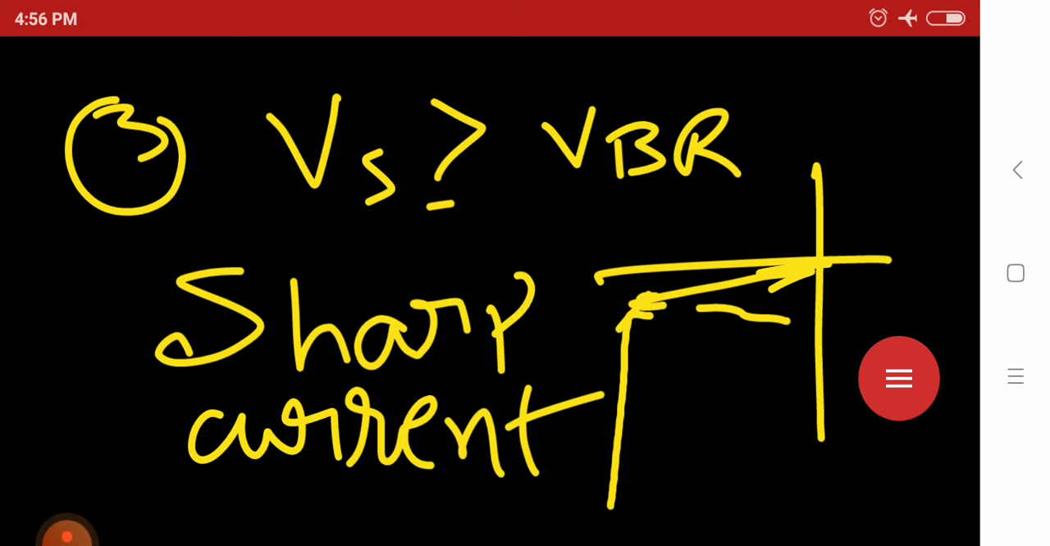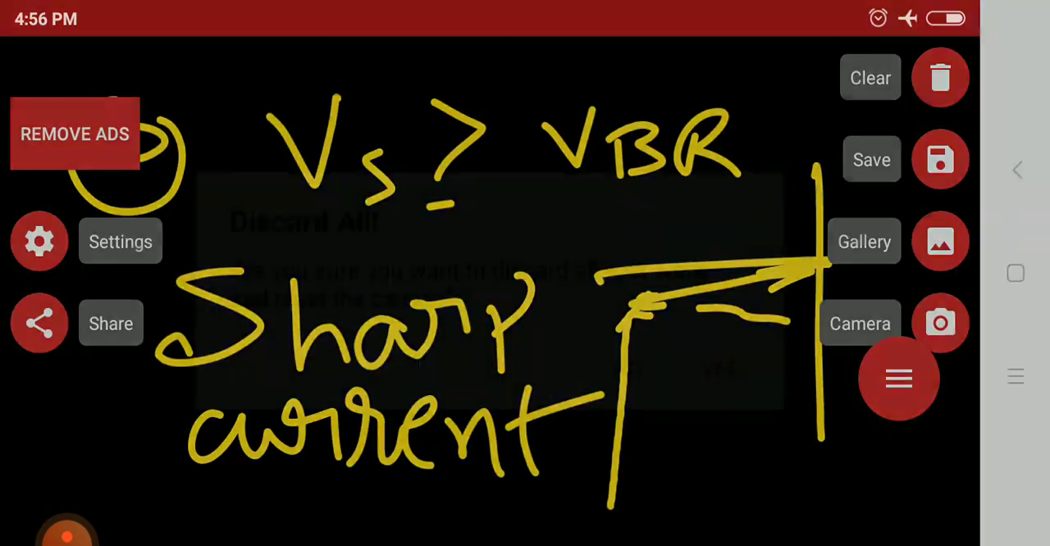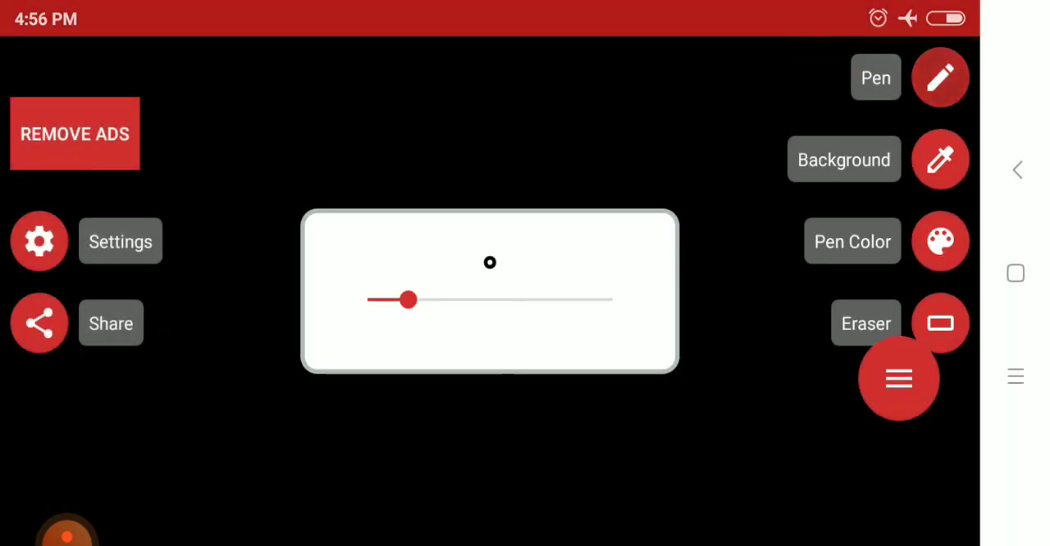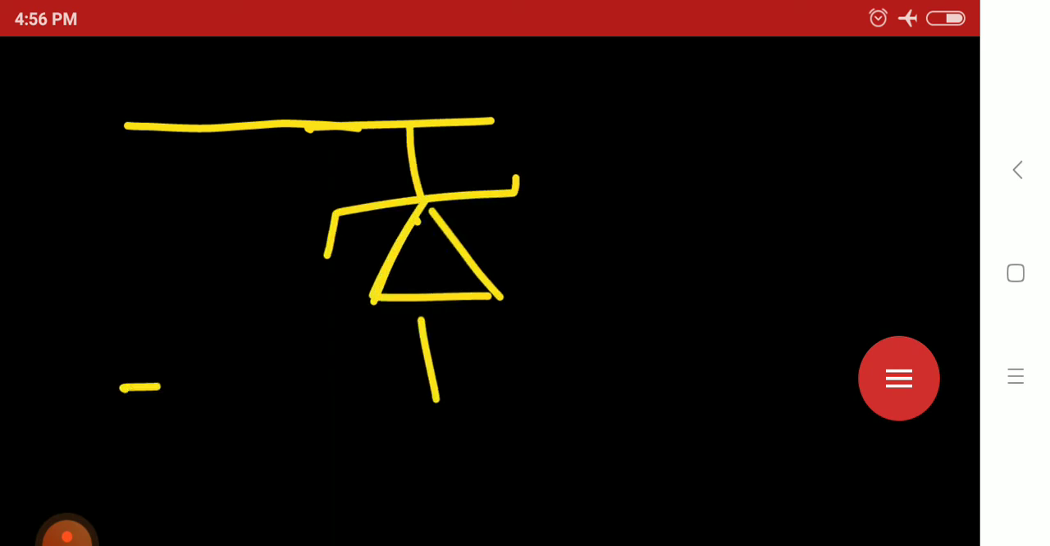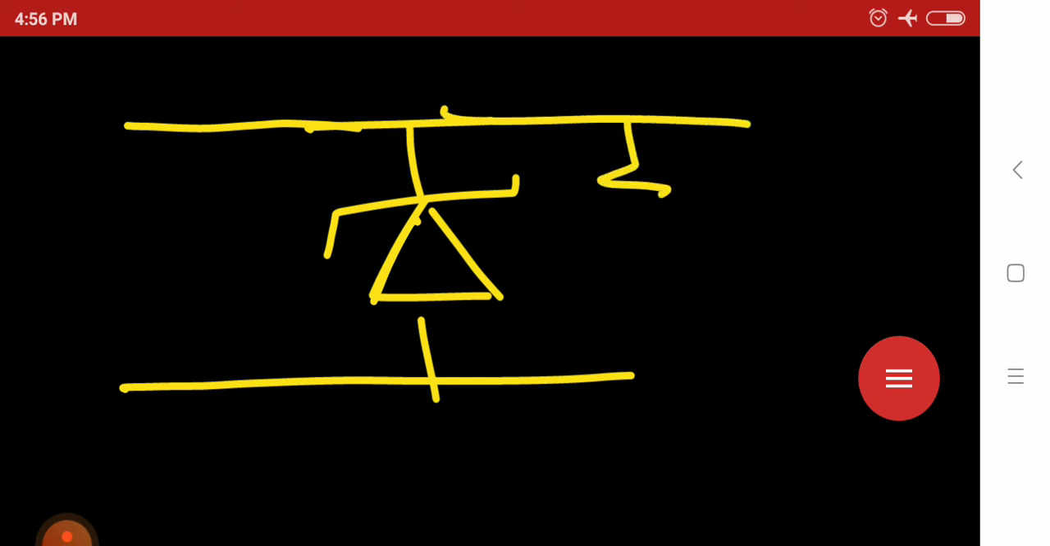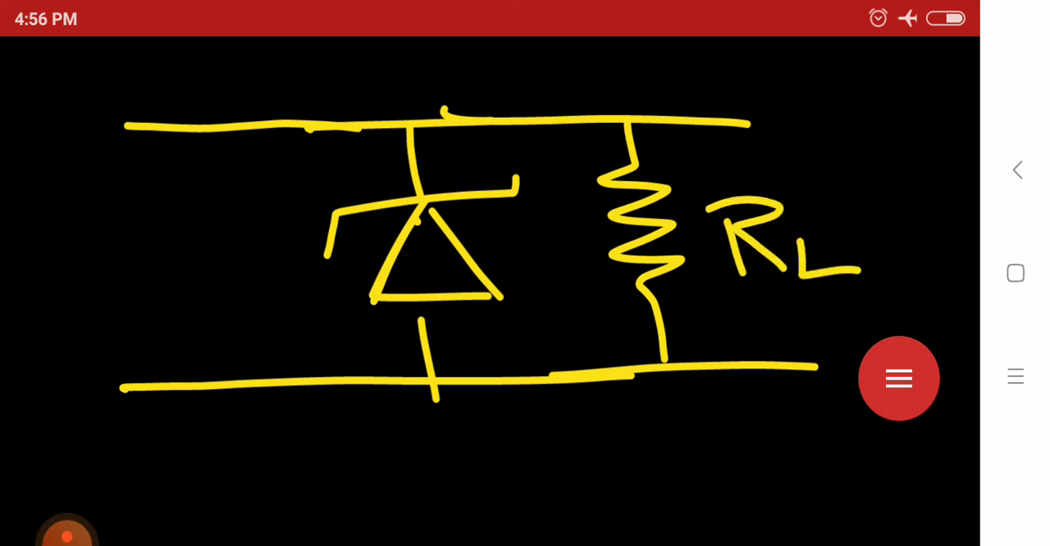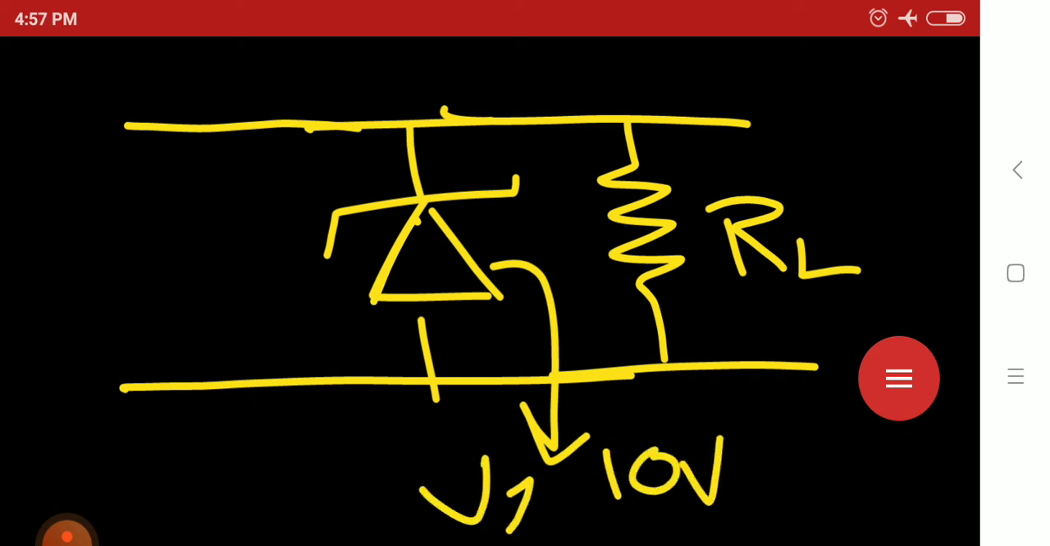We can see this from the circuit also. Here is the circuit, here is the Zener diode, and here RL means the load resistance. Here the breakdown voltage, or Zener voltage, let's say is 10 volt, VZ is 10 volt, plus minus.